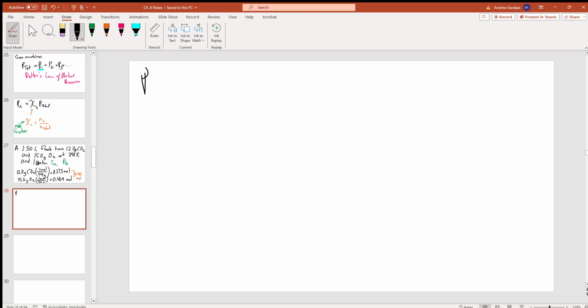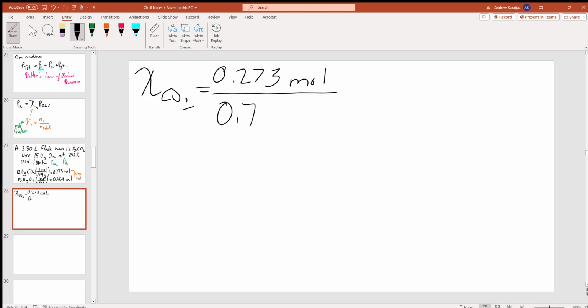And so our mole fraction for carbon dioxide is going to be the moles of carbon dioxide over the total number of moles, which is the moles of carbon dioxide plus the moles of oxygen. And so we get our mole fraction of carbon dioxide is 0.368. And again, there's no unit on this number.